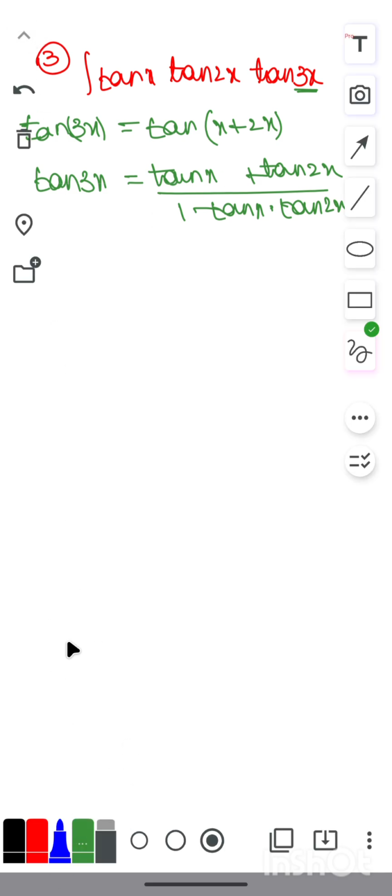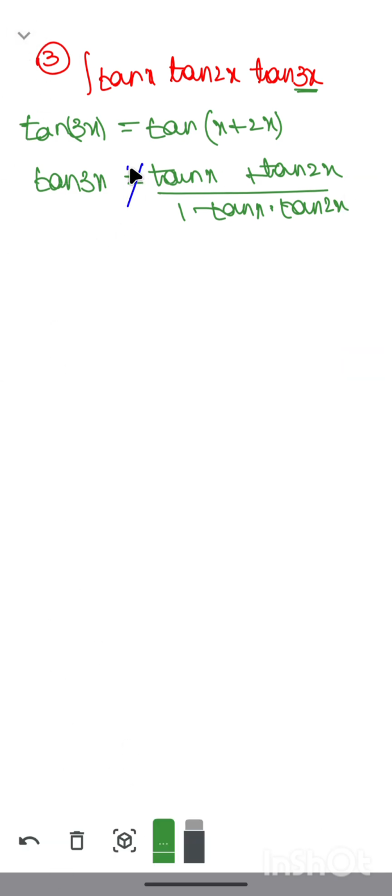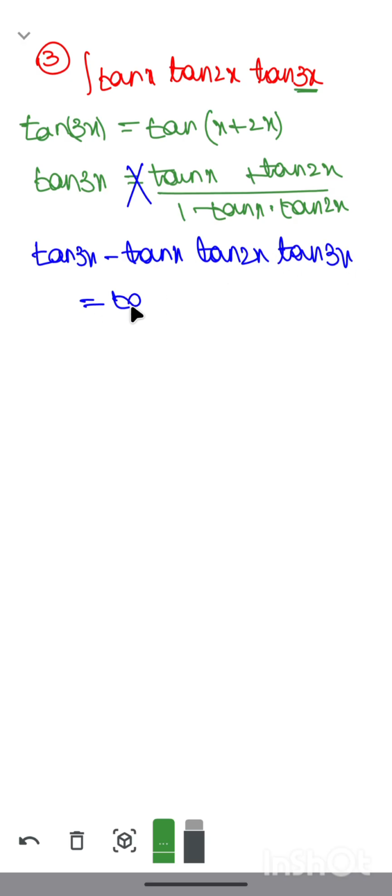Now if we do cross multiplication, tan 3x will be multiplied with the entire denominator. So 1 into tan 3x is nothing but tan 3x minus tan x into tan 2x into tan 3x is equal to tan x plus tan 2x.